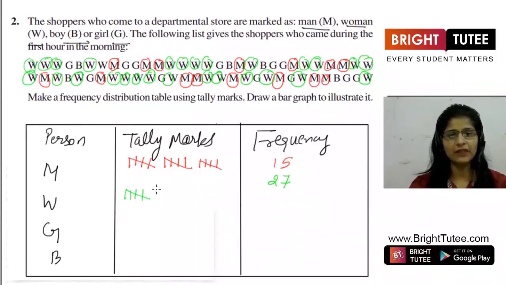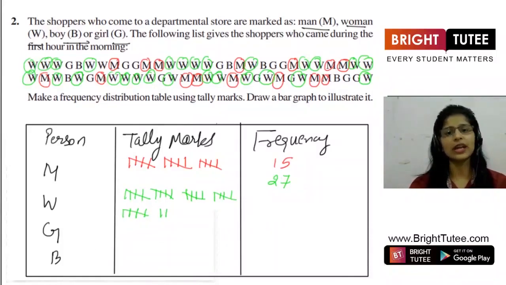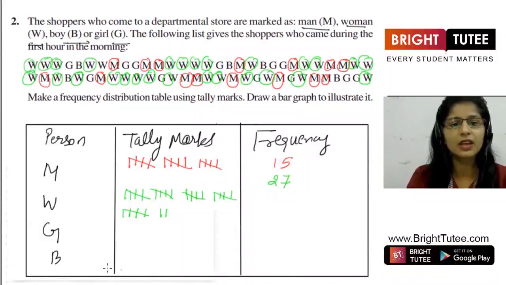1, 2, 3, 4, 5, 6, 7, 8, 9, 10, 11, 12, 13, 14, 15, 16, 17, 18, 19, 20, 21, 22, 23, 24, 25, 26, 27. Clear? The next one is the category of girls. For girls, let us count.